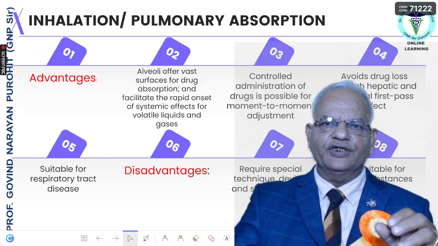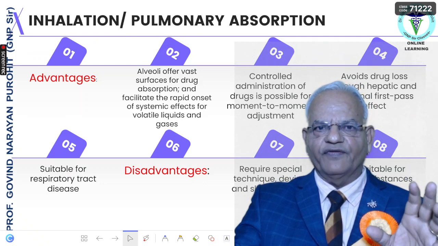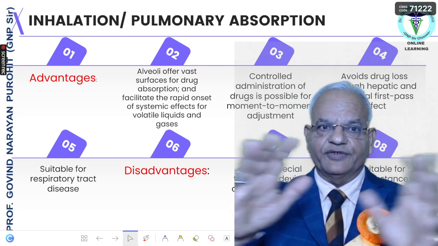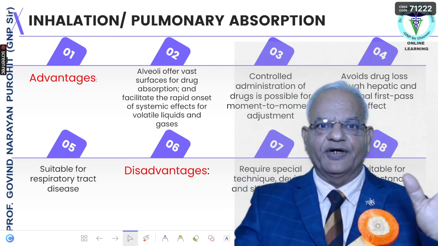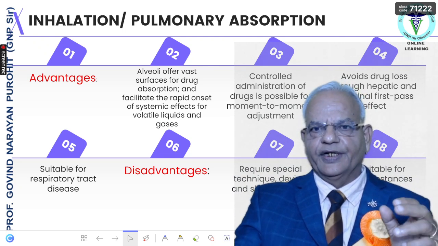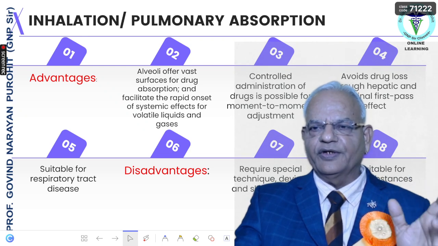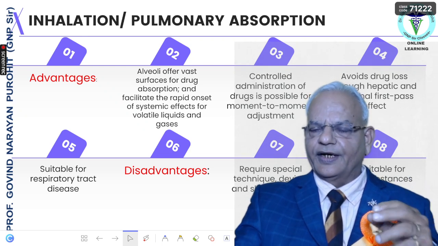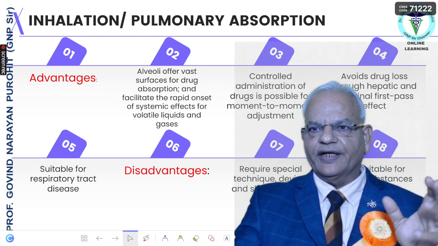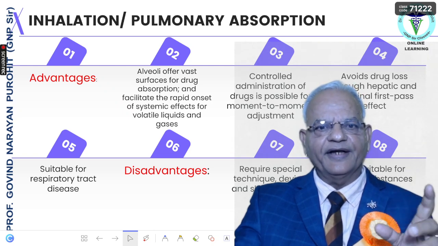Then there is the inhalation or the pulmonary route. The advantage is that alveoli offer vast surfaces for drug absorption and facilitate the rapid onset of systemic effects for volatile liquids and gases. Then the second advantage is controlled administration is possible for moment to moment adjustment. It avoids drug loss through hepatic and intestinal first pass effect. It is suitable for respiratory disease.